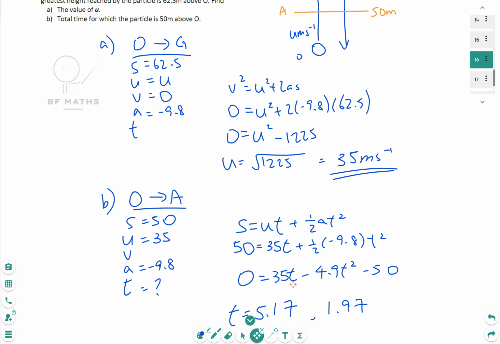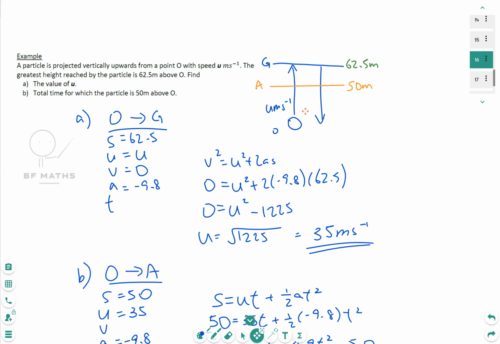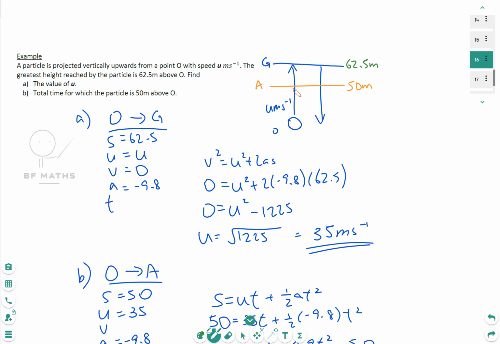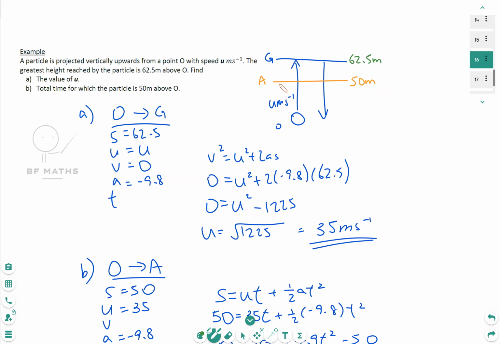First of all, why do we have two values? Think about a diagram. What makes sense of the two values? The ball is first shot from O to A, and it goes to G, the highest point, then comes back down and passes the point A again. So these two values of t are the times that the ball passes through the point A. If you think of it like a stopwatch, we start recording time at 0, and when it crosses A, we stop it once, and we get the first time, 1.97 seconds. It reaches G, and then comes back down, we stop the stopwatch again. The next time we see on the stopwatch is 5.17 seconds.